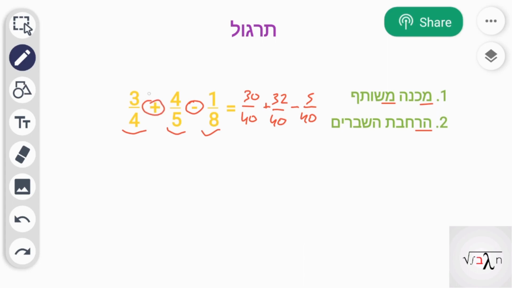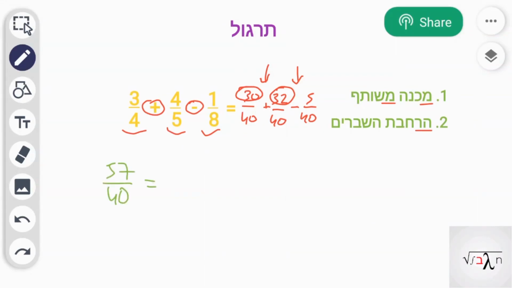I'll add the 5 over 40, but don't forget the operations between the fractions. There's a habit for us to forget the operations and assume it's all pluses. But in this example we have both addition and subtraction. Now for the easier part, the calculation. We'll look at the numerators only. 30 plus 32 equals 62. 62 minus 5 equals 57. Don't forget that it's a minus this time.